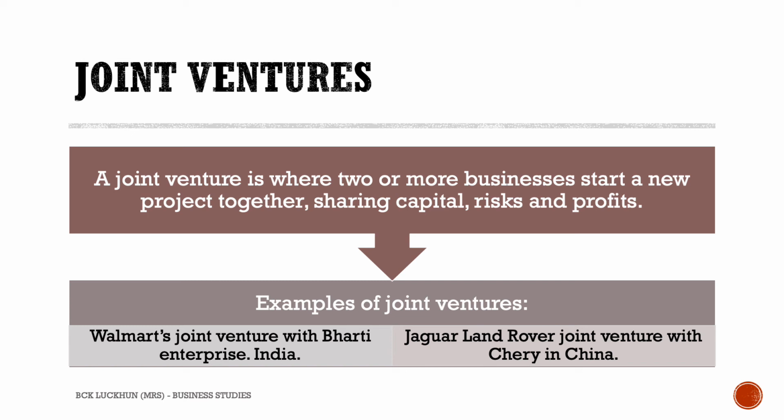The next example is Jaguar Land Rover's joint venture with Chery in China. Jaguar also has an agreement which led to the production of Jaguar and Land Rover in China. The joint venture was formed to create a research and development facility, to develop and manufacture new models, to set up engine manufacturing operation, and to create a sales network in China. So when we are talking about joint ventures, this is where businesses join together to work on a project.